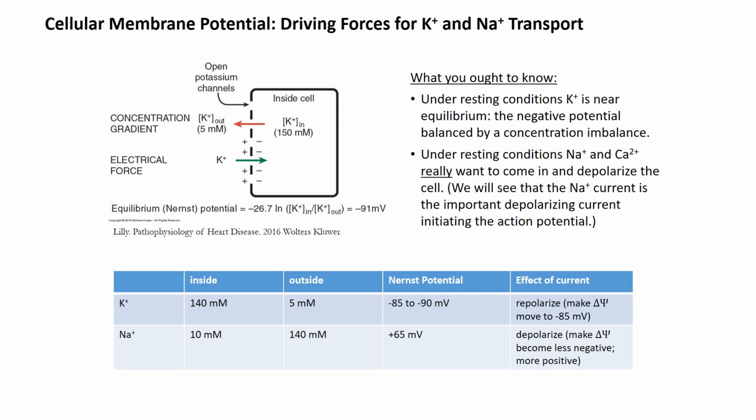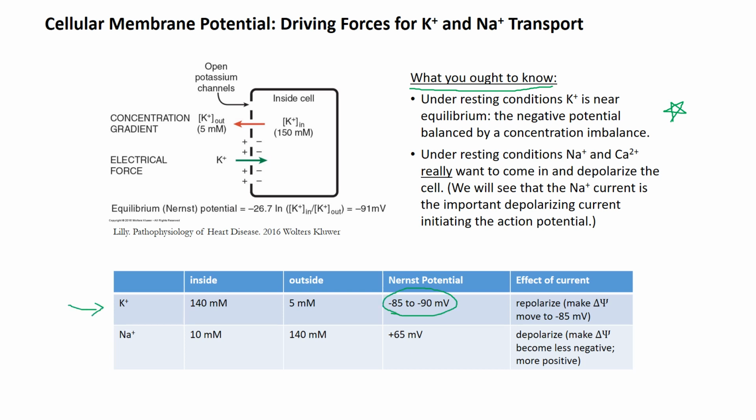If you don't care for math, then here's what you really ought to know to have an understanding of what's happening here. First, under resting conditions, potassium is near equilibrium. The negative potential is balanced by the concentration imbalance. Okay, and that's because the resting membrane potential is near minus 85 millivolts. Okay, and we'll see that in a minute.